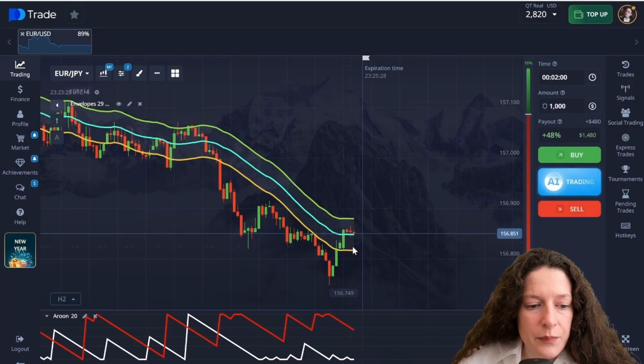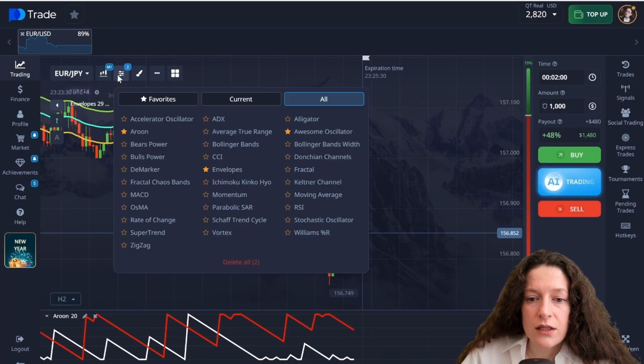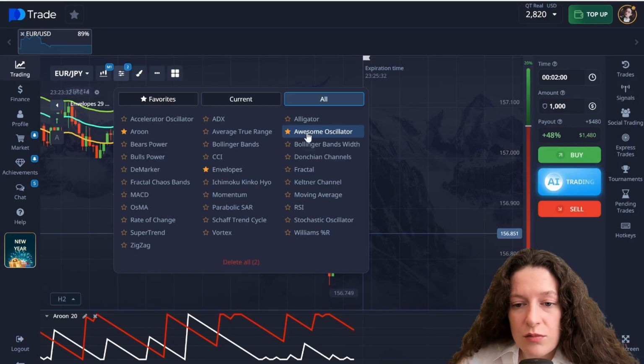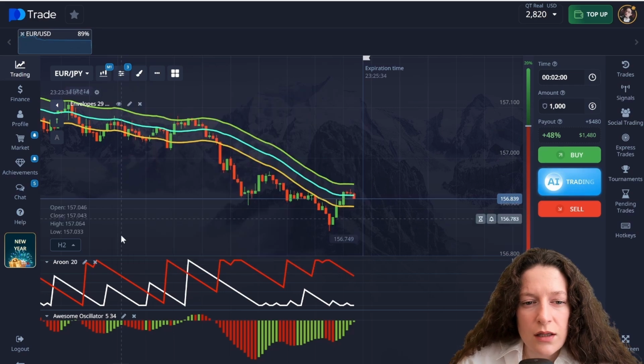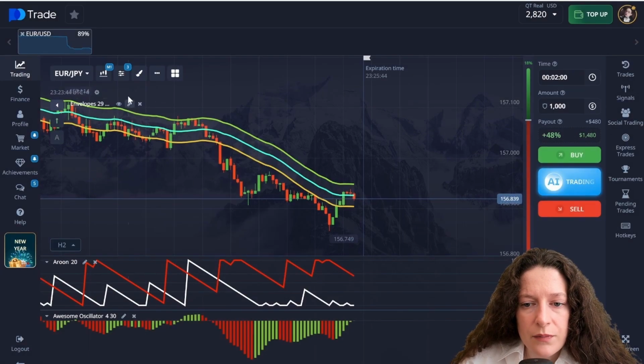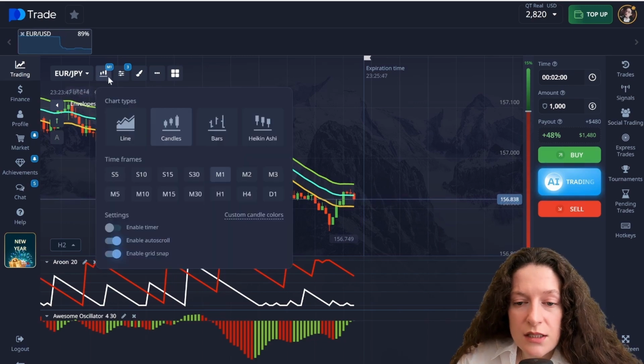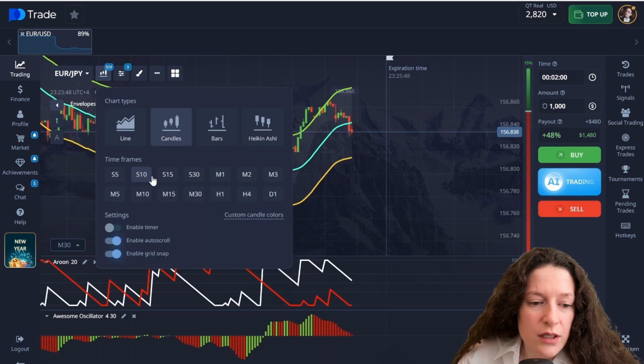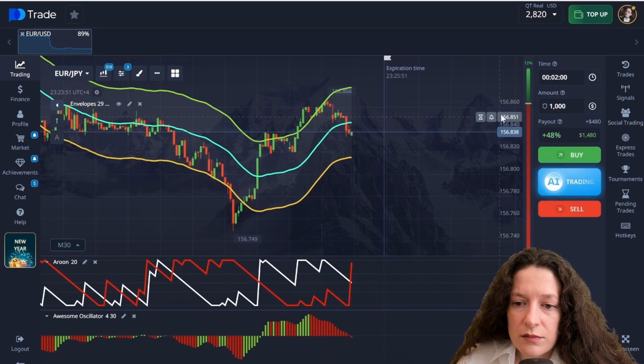And save. The third and final indicator of the method is the Awesome Oscillator. Let's set the short period to 4 and long period to 30 and save. We have to also set up 10-second candles and trading time is 1 minute.